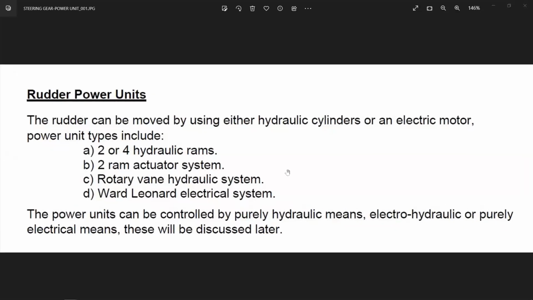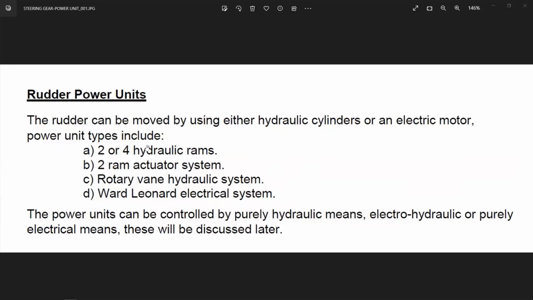He wants to know whether you know that power unit, because generally speaking, when you think about power units you think of maybe the pump or the motor. But in the rudder, when you talk about power units, you're talking about the hydraulic cylinder or electric motor, whichever. So the rudder can be moved by either hydraulic cylinder or electric motor type of power units.